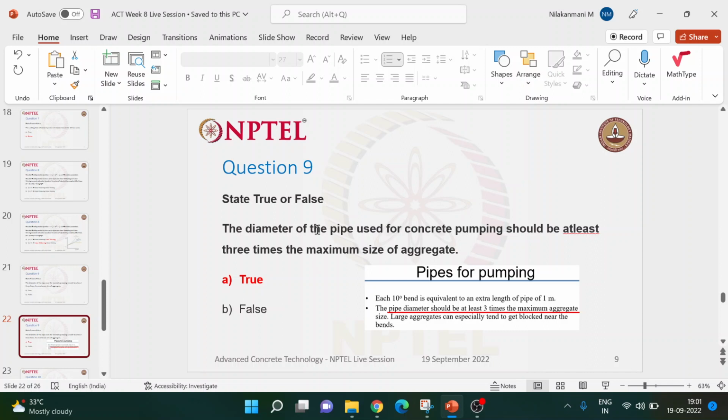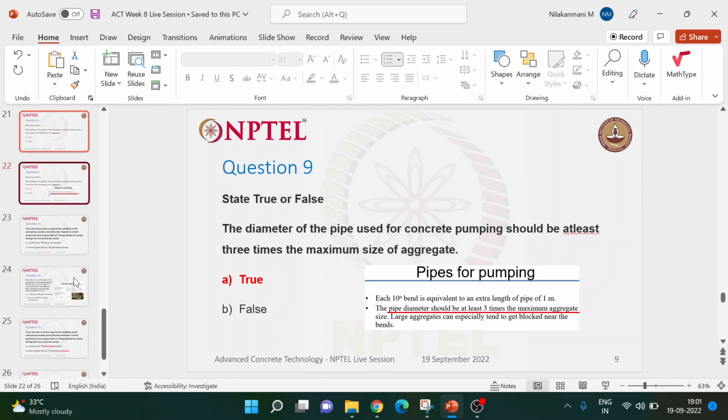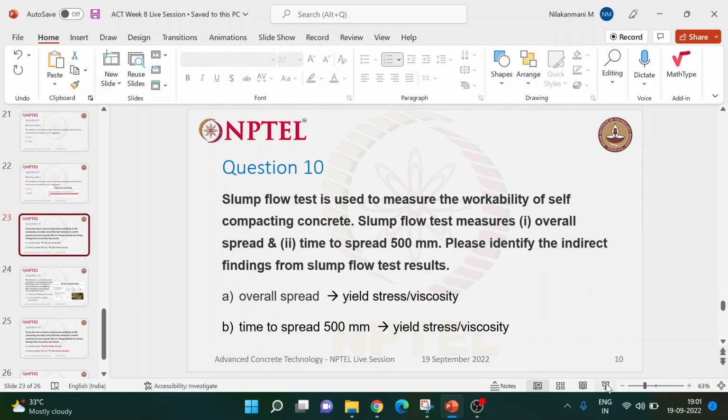Let me discuss the question once again here. Coming to the question 9 solution, it's a direct question. From the lecture PPT, the pipe diameter should be at least 3 times the maximum aggregate size. We should avoid using large aggregates because they tend to block near the bends, and while pumping we have to give more pressure for large aggregates to move. So, coming to question 10.